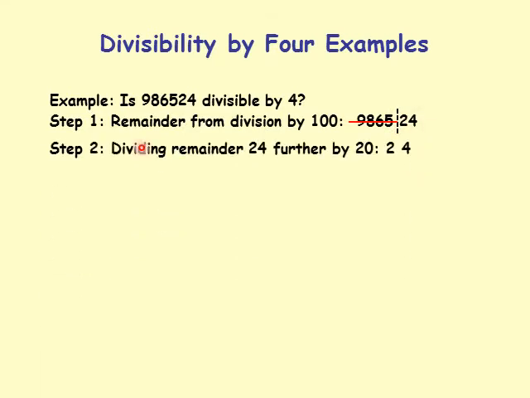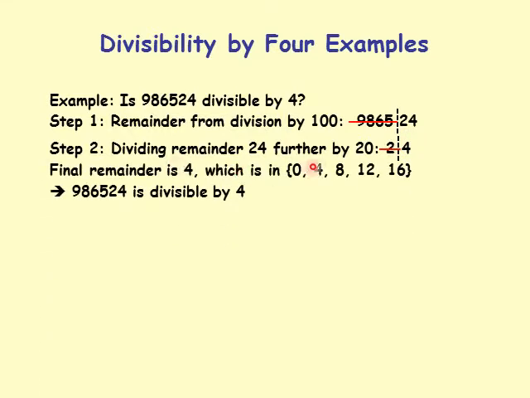Next step, we're going to divide by 20, and 24 is what we're looking for. We first divide by 10, so 4 is the remainder we know, and 2 is on the left. Then let's take out all the 2's from here, so 0 is left. So 4 is the final remainder here. 4 is in this list of 0, 4, 8, 12, 16. 4 is divisible by 4. So 986524 is divisible by 4.